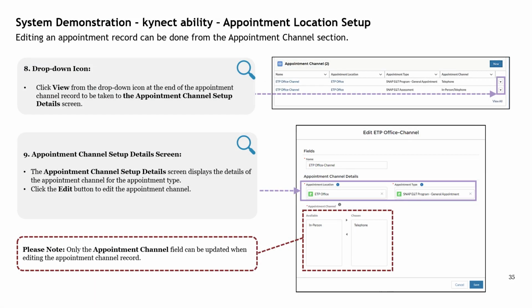To edit an appointment channel record, click View from the drop-down icon at the end of the appointment channel record to be navigated to the Appointment Channel Detail screen. The Appointment Channel Detail screen displays the details of the appointment channel for that appointment type. Click Edit in the upper right to edit the appointment channel. Please note that only the appointment channel field may be updated when editing the record.